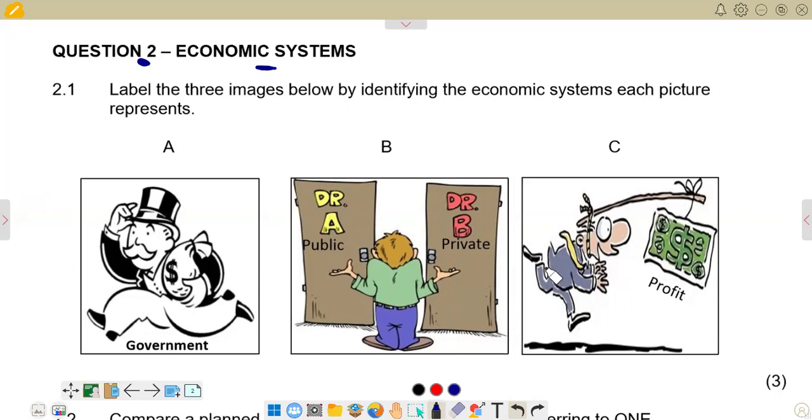Remember that whenever there's private ownership of resources and private running of businesses, the main objective of those businesses is to make profit. So we are given a cartoon holding a sticker of money representing profit, which means the main motive behind running businesses in this economic system is profit. And whenever we have such, it's called a market economy.